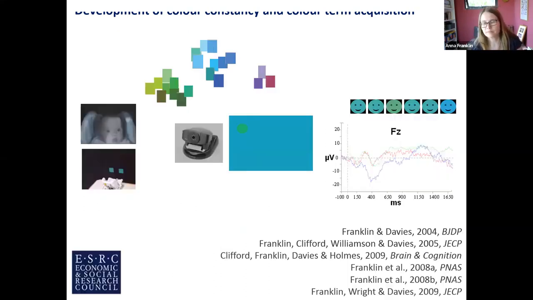There's also research suggesting that colour is categorised before colour terms, from infant studies. So much of my early work was investigating infant colour categorisation using a number of different tasks. And categorical response to colour in infants has been shown in a number of studies across various labs. First of all, from the classic work of Marc Bornstein, but a number of other labs as well.